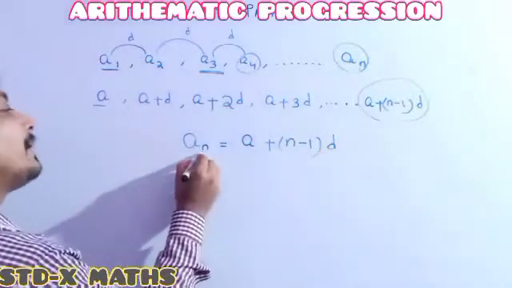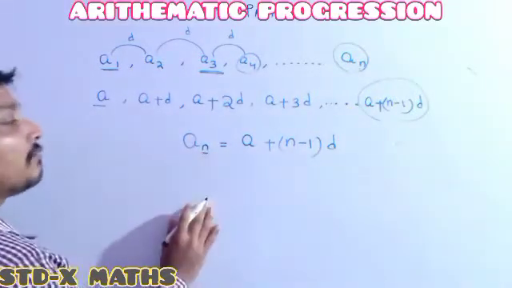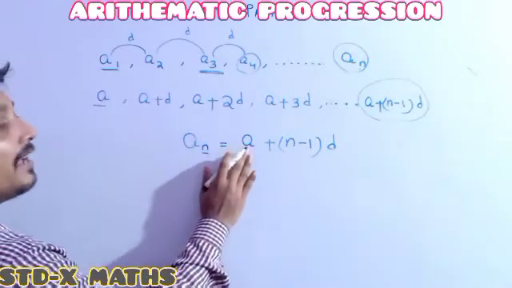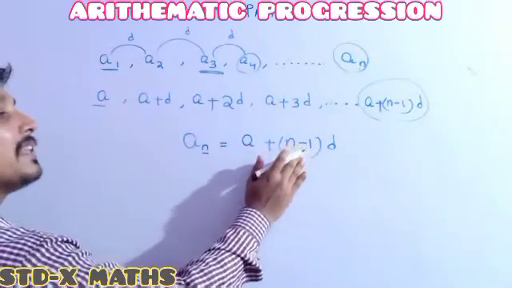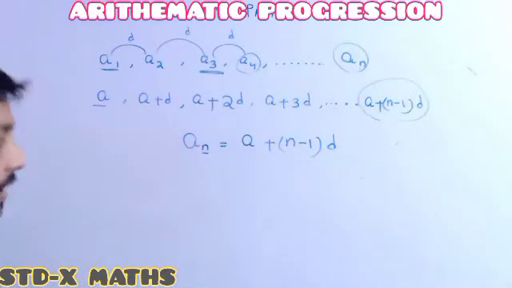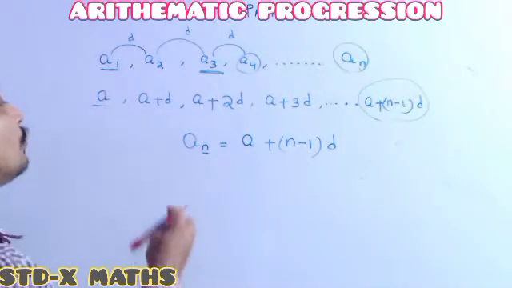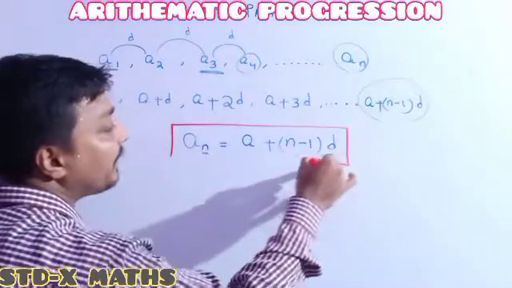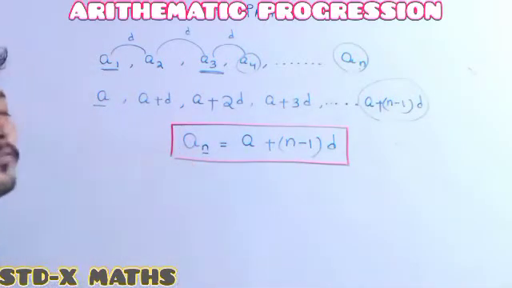Suppose you are asked to find the fourth term. Then n is 4, so the formula becomes a plus (4 minus 1), which means 3d, to be added, where d is our common difference. So this formula you just have to remember, and it tells you how to find the nth term of an AP.